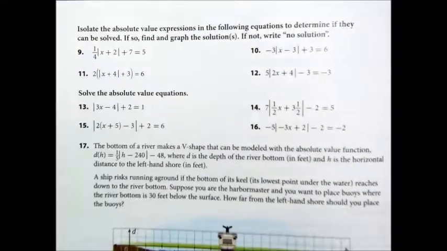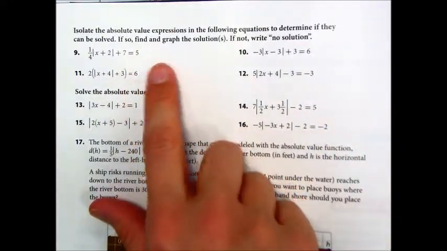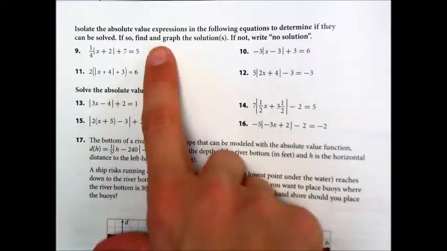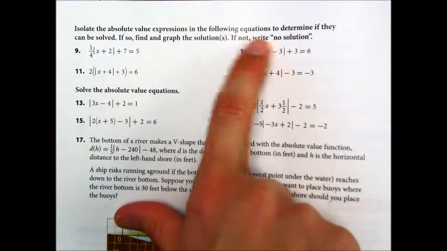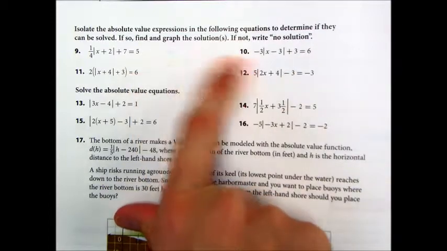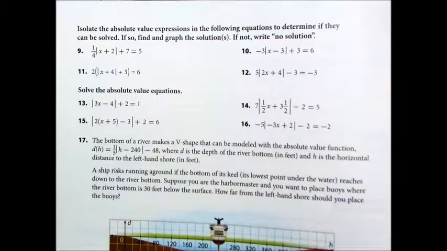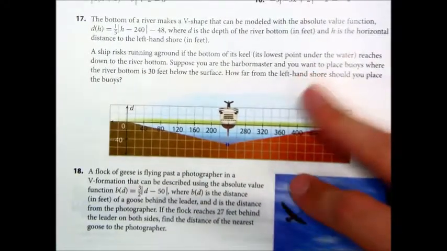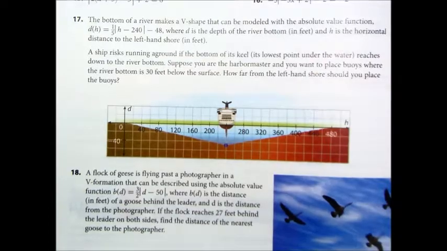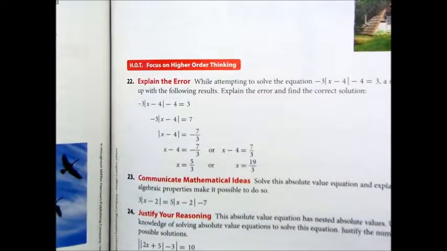Okay, when you continue through here, same thing. These are all just solve it. The only thing different here is they're saying that there could be a no solution when mixed in. So just flat out solve the absolute value equations. Okay, when you get to 17 and 18 though, there are two word problems. And then 22 is one of those explain the error ones.